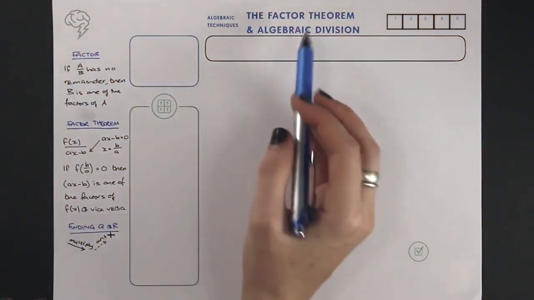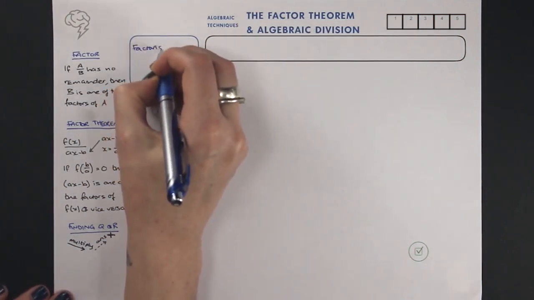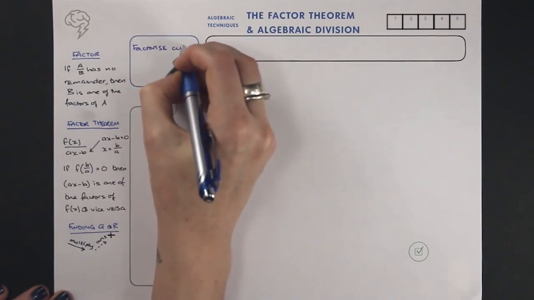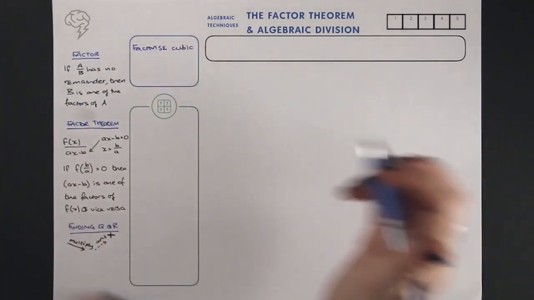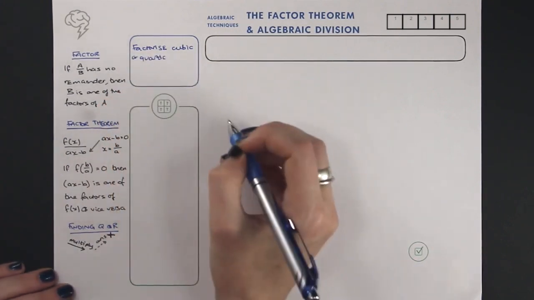There are two main reasons why you would be using the factor theorem in algebraic division. One of them is that you want to factorise something like a cubic. Maybe you want to solve it, so you're going to factorise it, and then you can put each factor equal to 0, or a quartic, or anything basically higher than a quadratic.